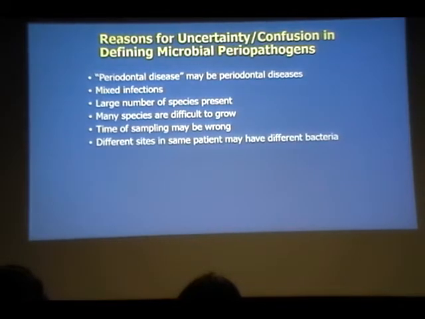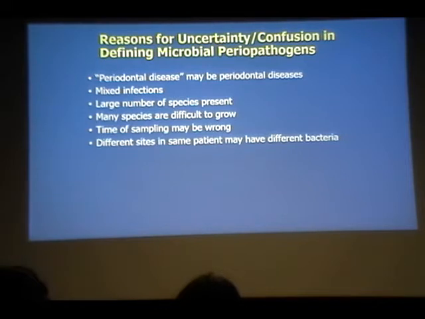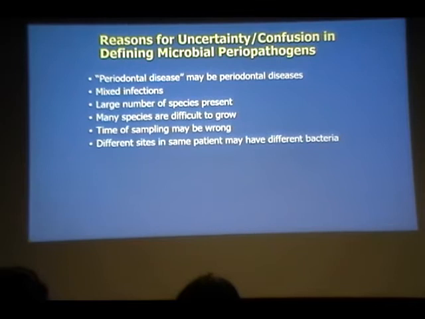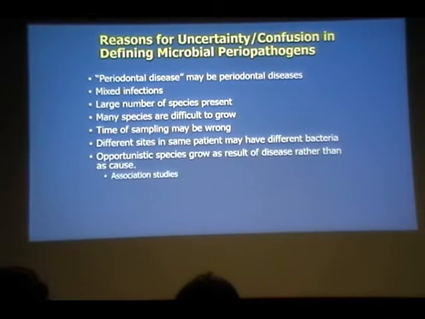Different sites in the same patient may have different bacteria. And that's been found over and over again. We don't have the same bacterial community in all the sites. Opportunistic species grow as a result of disease rather than as cause. That was the thing Pasteur said over 100 years ago.